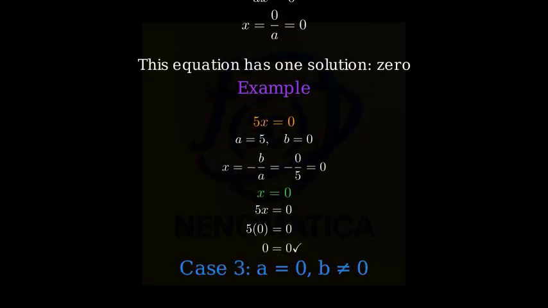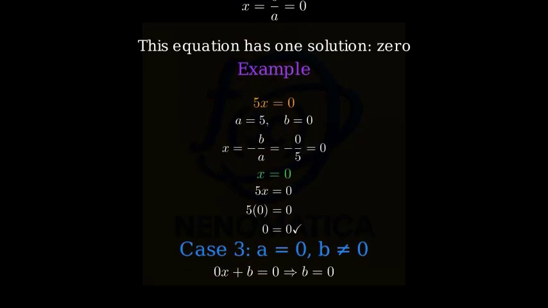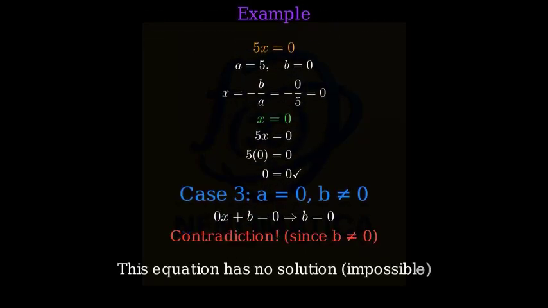Case 3, when a equals 0 but b is not equal to 0. In this case, our equation becomes b equals 0. But wait, we know b is not 0, so this statement is false. This means there is no solution to the equation. It's impossible to find a value of x that makes the equation true.